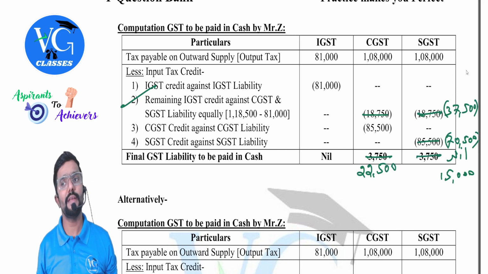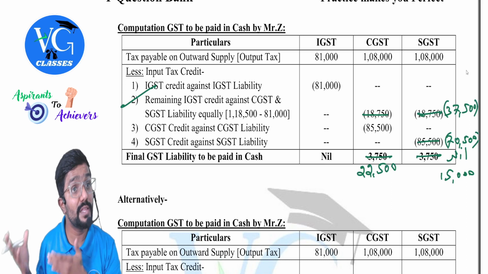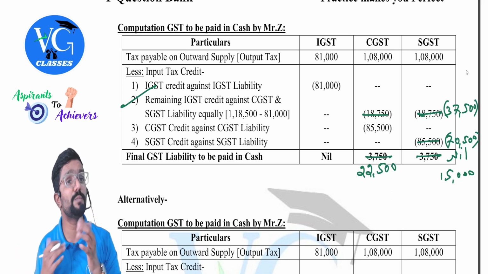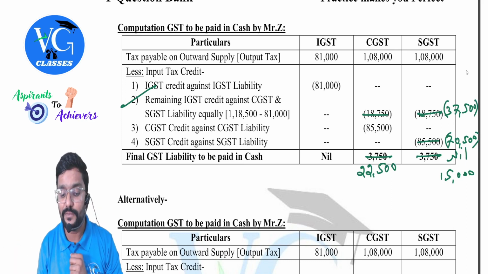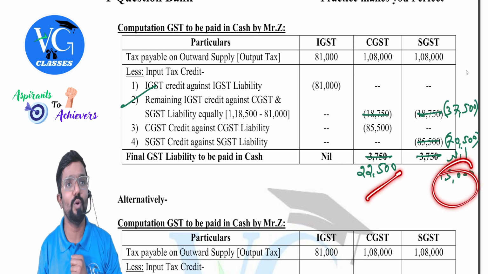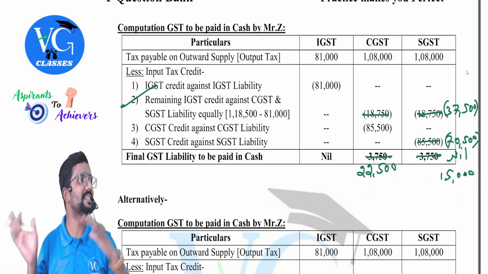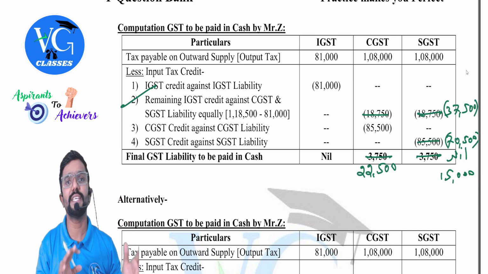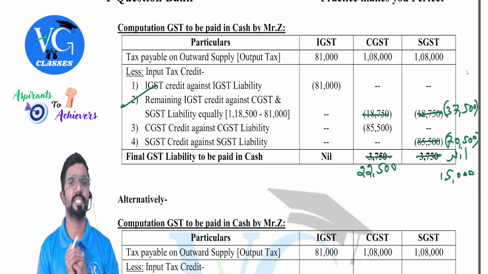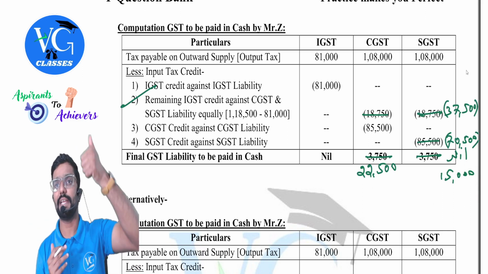Did I end up paying more again? Yes. Even though I had 15,000 credit, I couldn't use it properly. Sir, can you adjust this 15,000 against this? No, sir. IGST cannot be adjusted against CGST, and CGST cannot be adjusted against IGST. That means what I did was right.